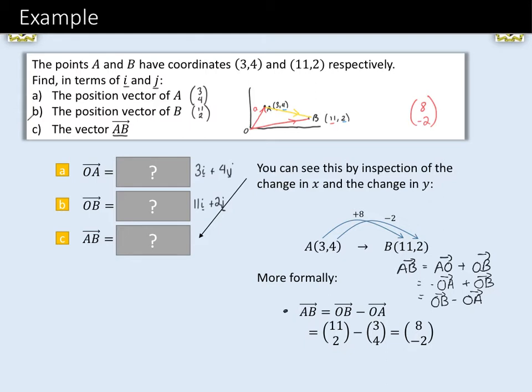Okay, so I could write that with column vectors. I could say that O to B was 11, 2, and then O to A was 3, 4. So if I subtract those, I'll just end up with 8 minus 2 in the same way. So this here is just a formal way of doing that. So if you want the vector from A to B, then it's the same as the vector from O to B, so the position vector of B, minus O to A, the position vector of A. So A to B will be the position vector of B minus the position vector of A.